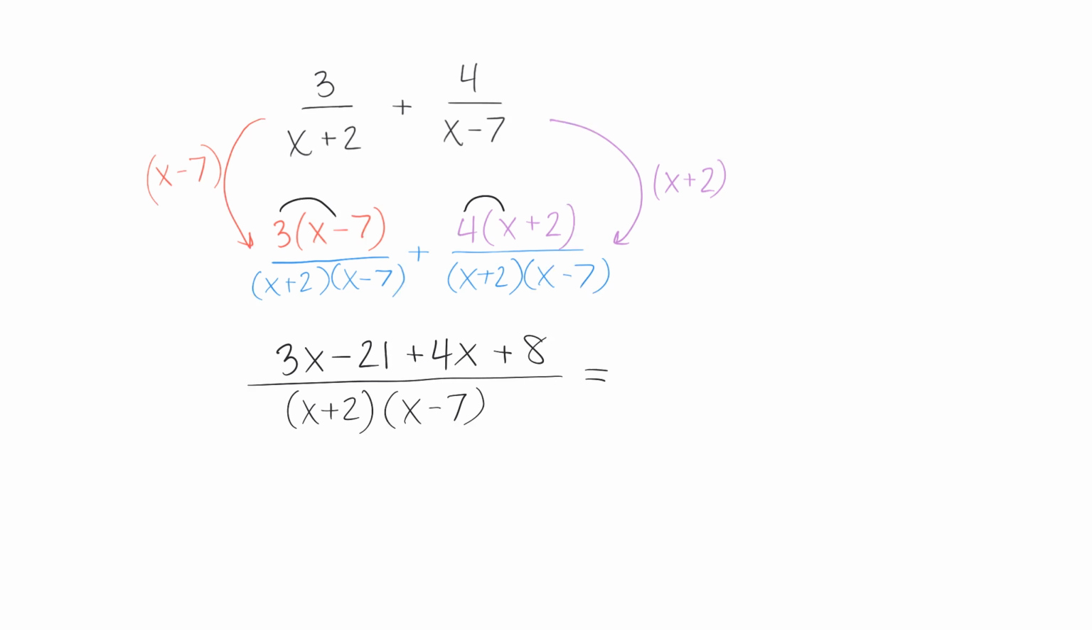Collect our like terms, and we have 7x minus 21 plus 8 is negative 13. Oops. Negative 13, and in the denominator, I have x plus 2 times x minus 7. 7 and 13 are prime. There's no way I'm factoring anything out of there, so be it. Unless I added wrong. Nope, I think we're good. And that's it, folks.